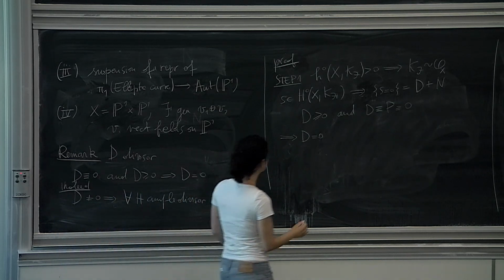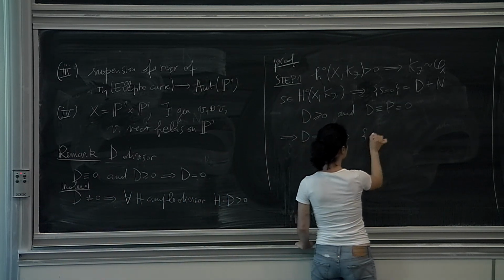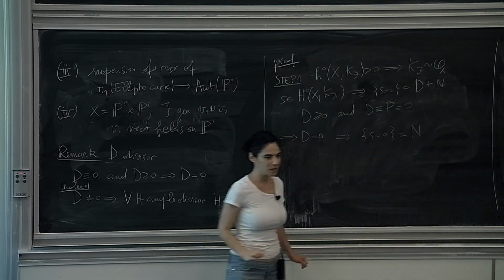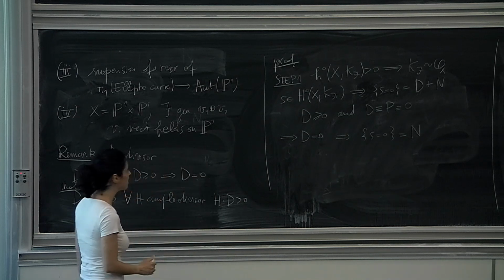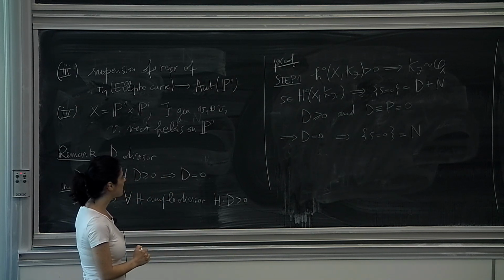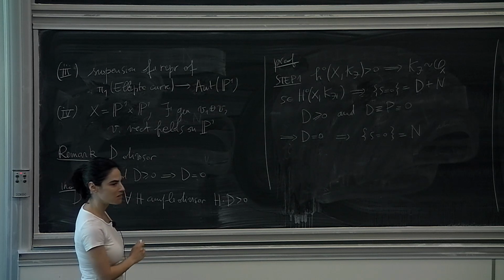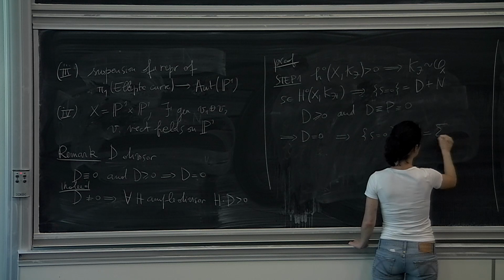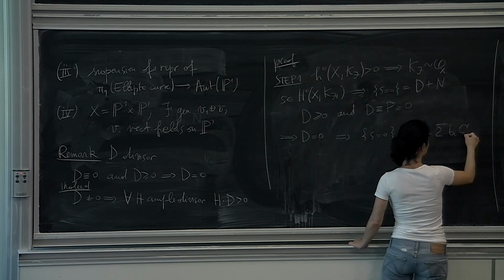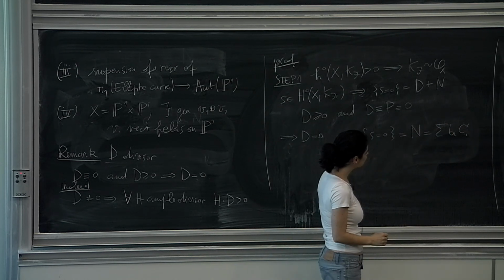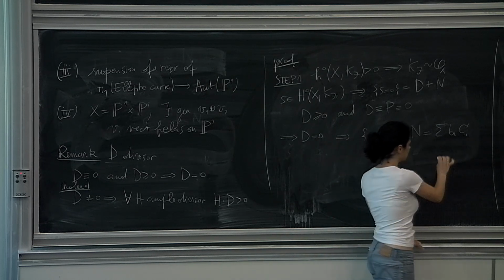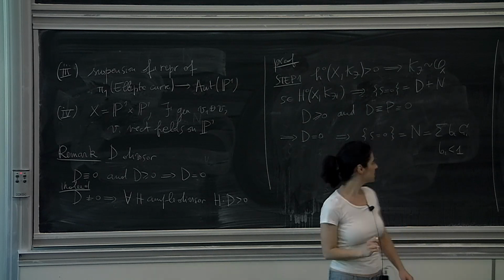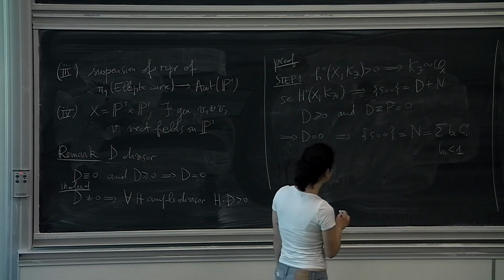And now we get that the 0 locus of S equals N. But yesterday, the last theorem we proved said that when F is relatively minimal, the divisor N has an expression like this with all the bi's strictly less than 1. So, and this is an integral divisor.